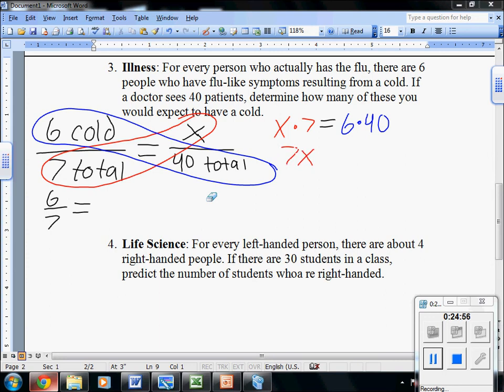So on the left side, x times 7, that's 7x. Don't overthink it. 6 times 40. Well, we know 6 times 4 is 24, so just put a 0 on the end of it. That means 240. So 240, drop down your equal sign.